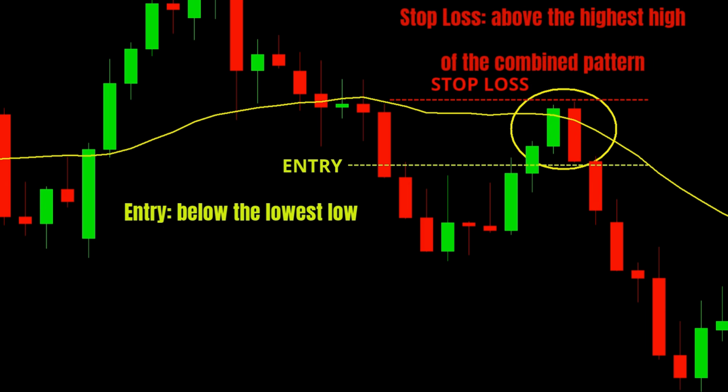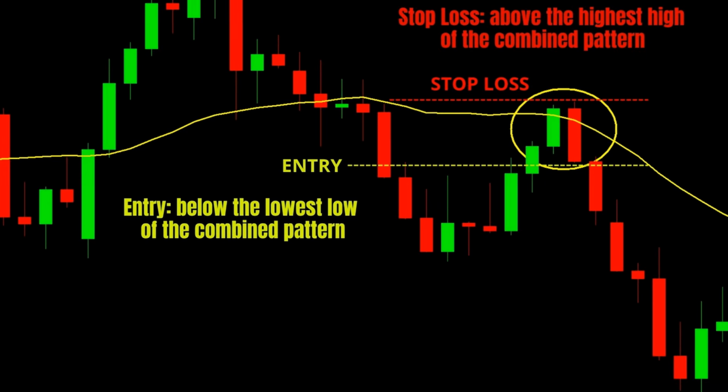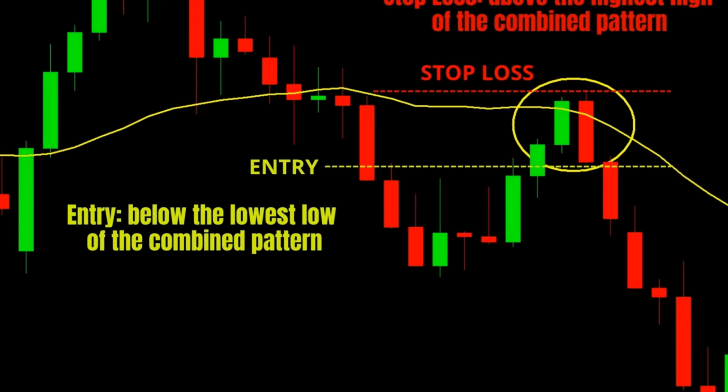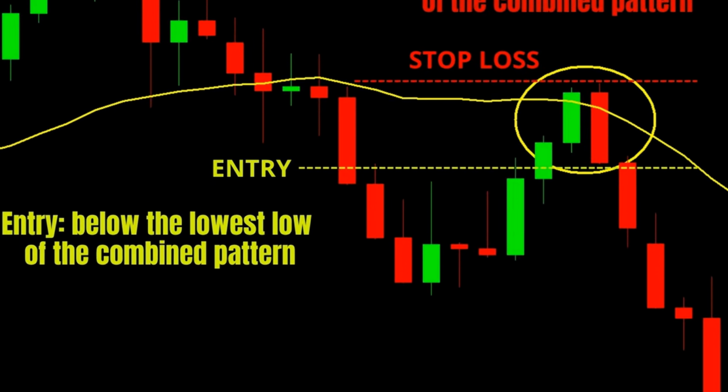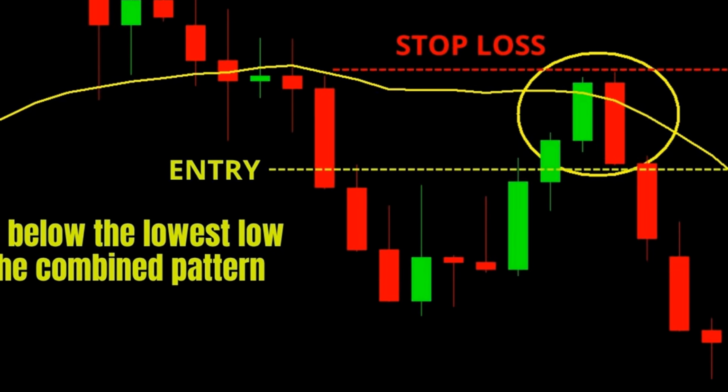For execution, we place our entry just below the lowest low of the combined two-bar pattern, ensuring we enter only once the downward momentum resumes. The stop loss is set securely above the highest high of the pattern, defining our maximum risk with precision.